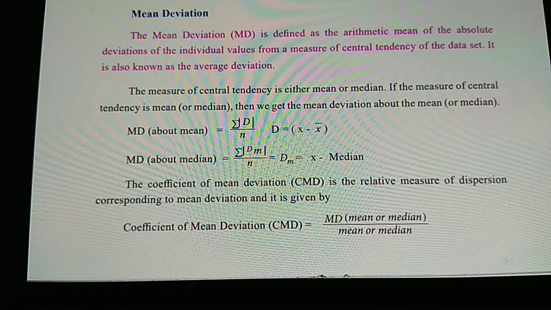The coefficient of mean deviation is the relative measure of dispersion corresponding to the mean deviation. It is given by the mean deviation about the mean or median, divided by the mean or median.